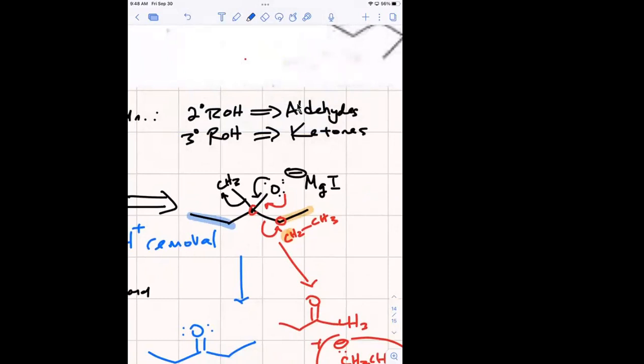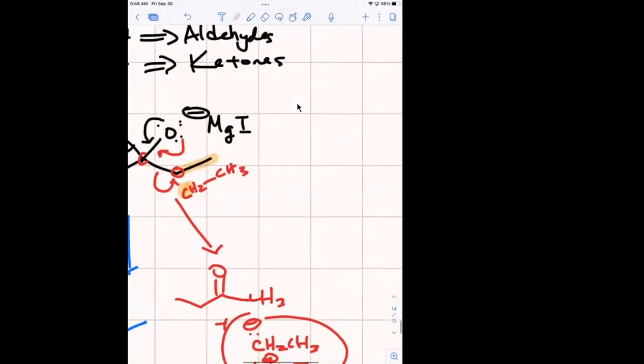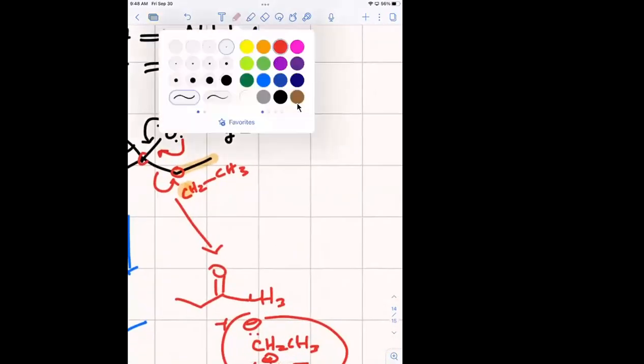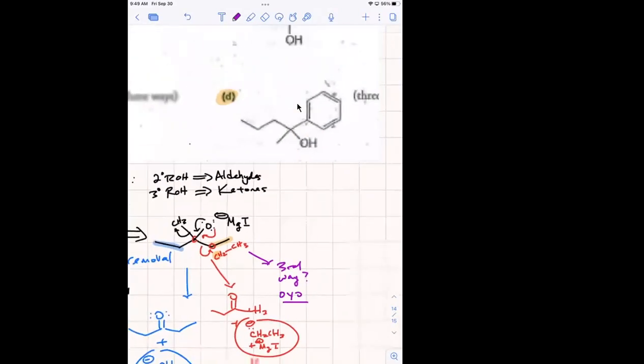Yes. All right. We have two minutes. Shucks. So you can do the third way. I'm going to make it purple in my notes, but you can make it whatever you want in your notes. You can do that. All right.